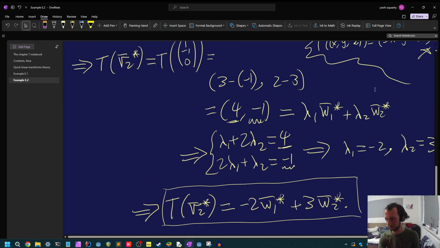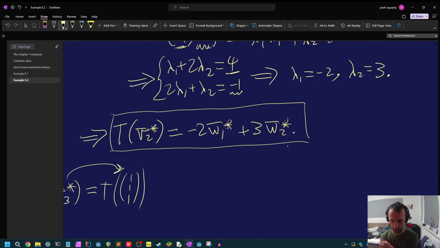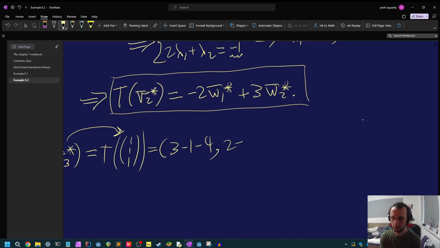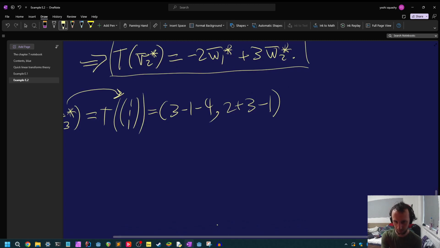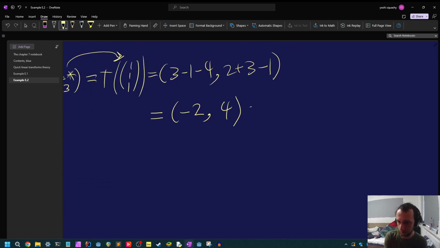So that means we just add up all the coefficients, right? When you shove in x, y, and z into here, you're just going to add up the coefficients. So we got 3 minus 1 minus 4. So we'll write that here. 3 minus 1 minus 4. And here we got 2 plus 3 minus 1. Equals 3 minus 1 minus 4. It's 3 minus 5 makes minus 2. 5 minus 1 makes 4. This equals lambda 1 w1 star plus lambda 2 w2 star.